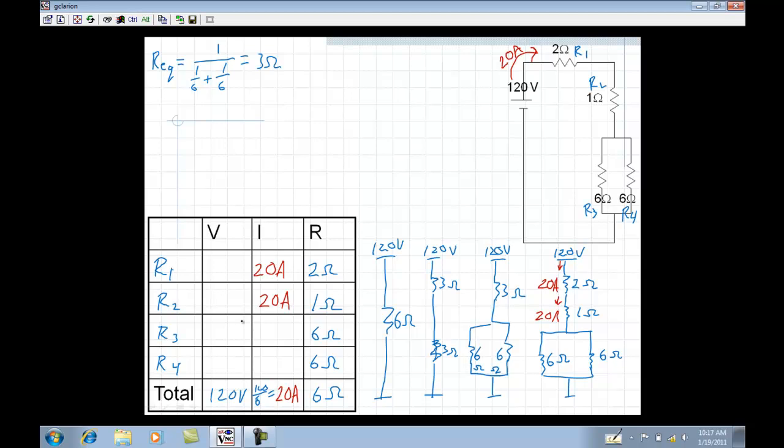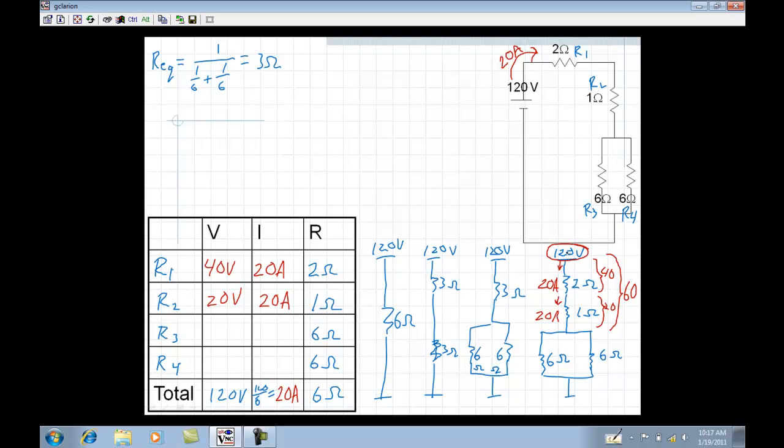So, remember my rule for the VIR chart. If I know 2 of the 3 cells, I can find the third. So what should this voltage be right here? 40. Okay, so this should be the 40 volts. And this one should be what? 20 volts. So here's what I know. In this part and in this part, I've got 40 volts there and 20 volts there, for a total height of this top part as being how many volts? 60 volts.